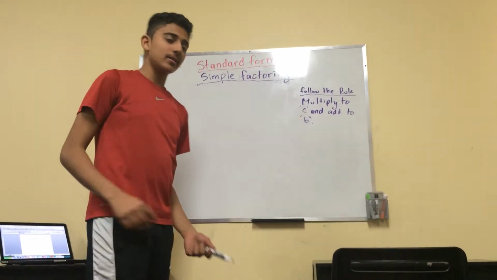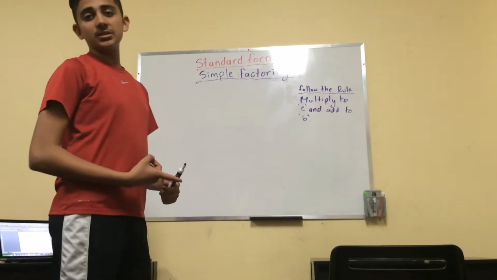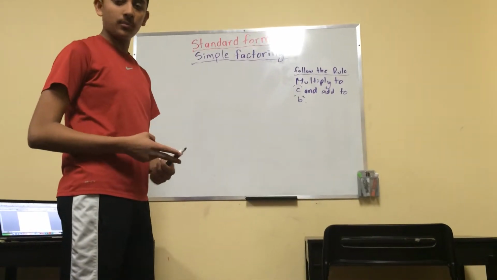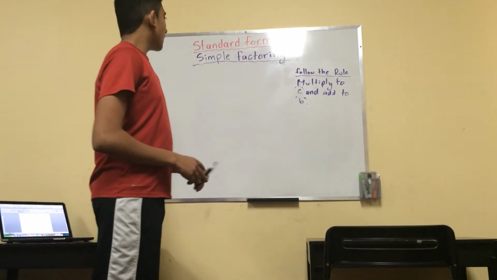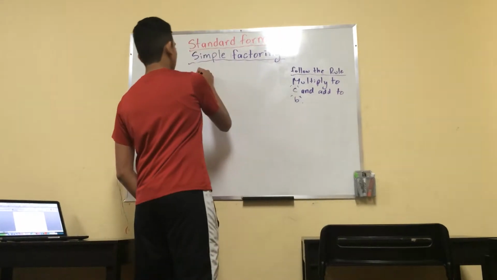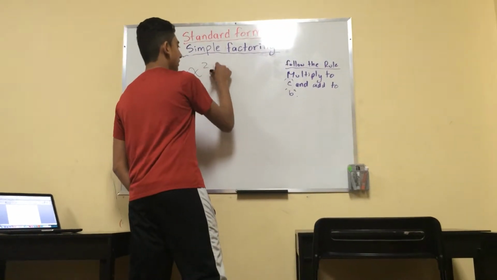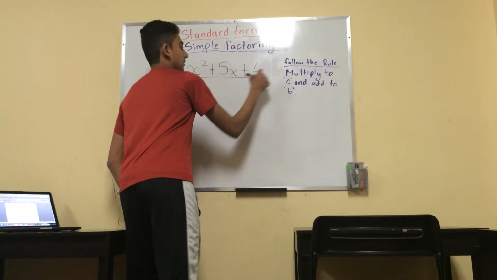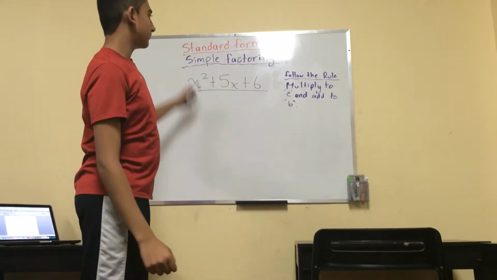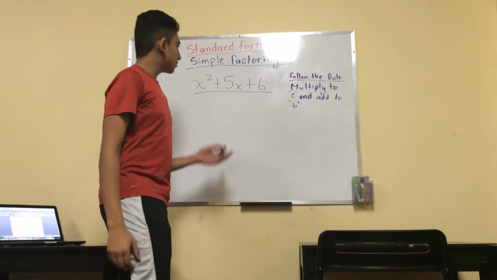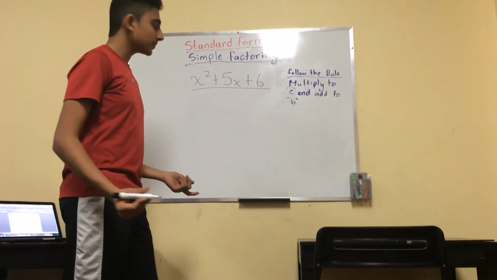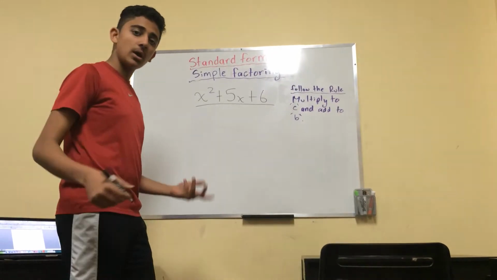Okay, so welcome back. We already learned how to factor in vertex form and how to graph vertex and factored form into a parabola. But what if I gave you an equation like x squared plus 5x plus 6? This is called standard form, which is really hard to graph. So instead of graphing this, we want to change it into factored form, which is easier to graph and something we already know how to graph.